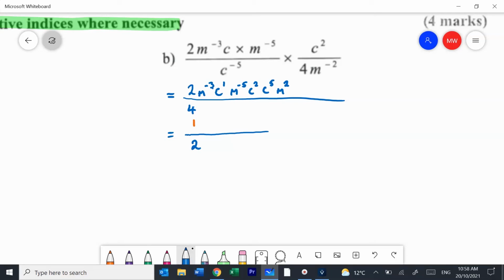And then I'll go across my C's because I like to keep things in alphabetical order. So I've got 1 plus 2 makes 3. 3 plus 5 makes 8. So I've got C to the 8. And then I've got M to the -3, -5 makes -8. -8 plus 2 makes -6. And I can leave this question as it is because it's got a negative indice, but it's told me that that's fine.